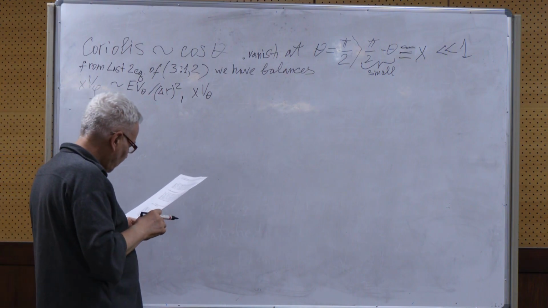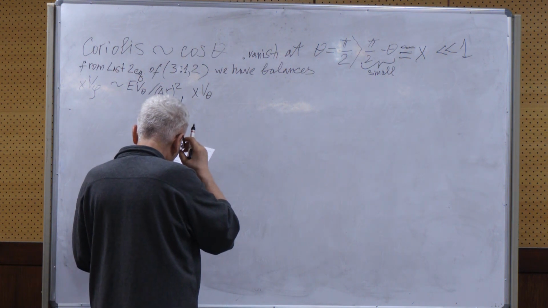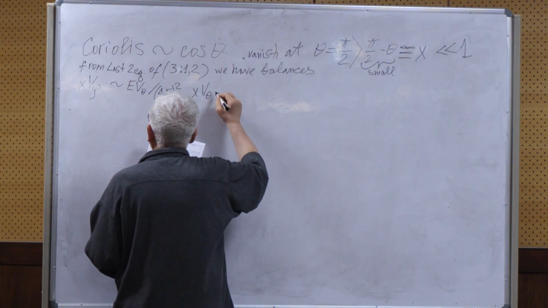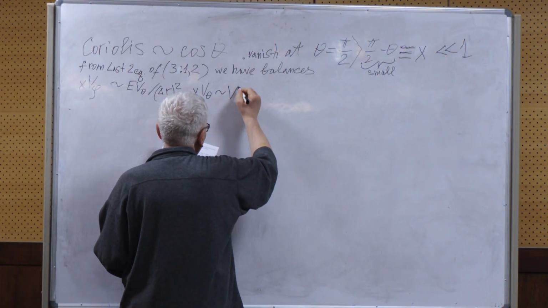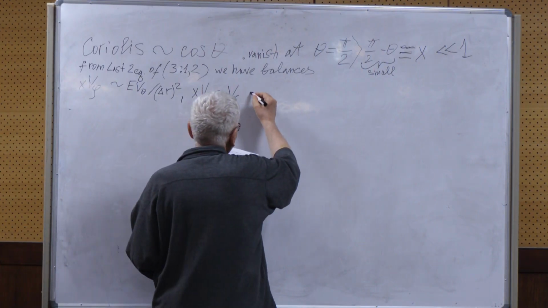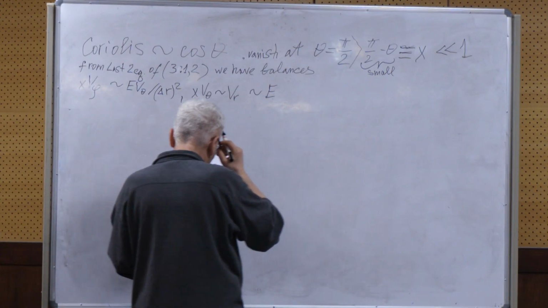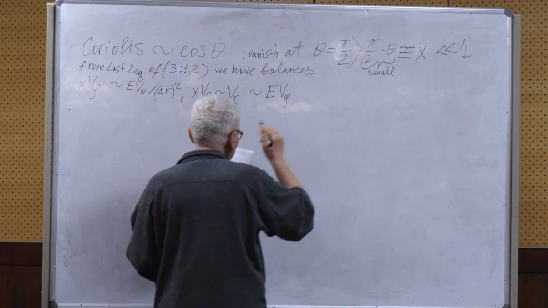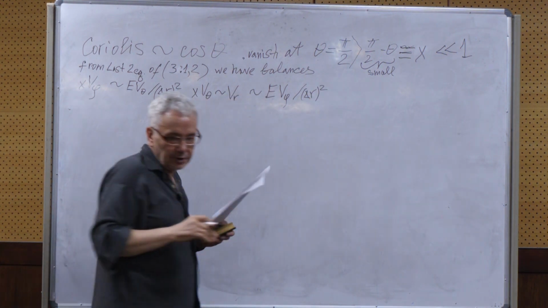And then there is a balance between x V theta, which is proportional to VR. Then the same is proportional to E V phi over delta R squared. I will explain later what this delta R squared and everything means.